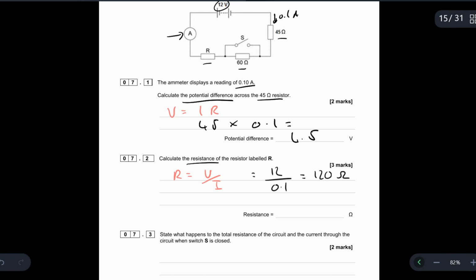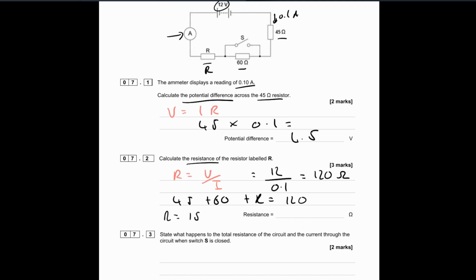So we've got three resistors here, 45 ohms, 60 ohms, and then our mystery resistance here, which we'll call R ohms, because the resistor is labeled R. So essentially 45 plus 60 plus R should give us 120. If you just rearrange that, it's quite a simple thing to rearrange. You should get that R equals 15, or R equals 120 minus 45 minus 60, which should give you your 15 ohms.